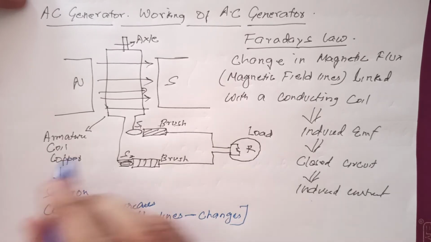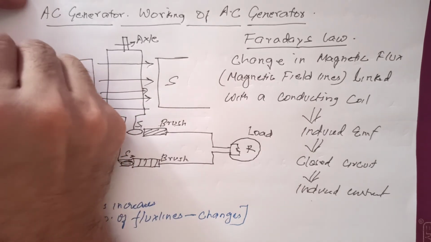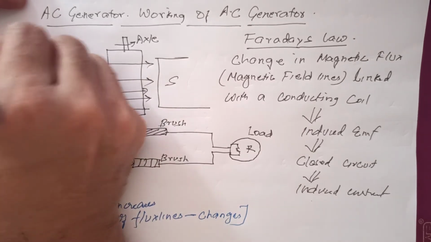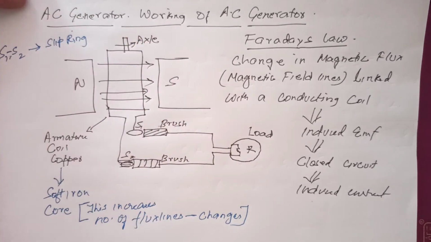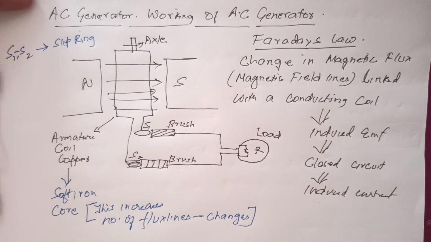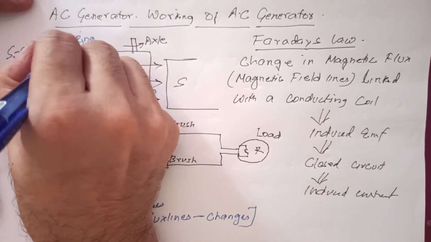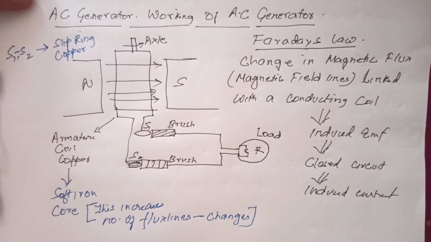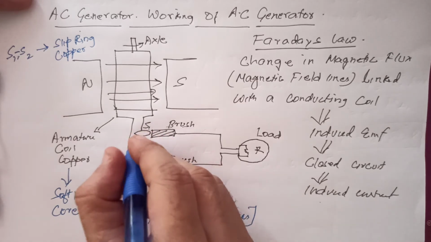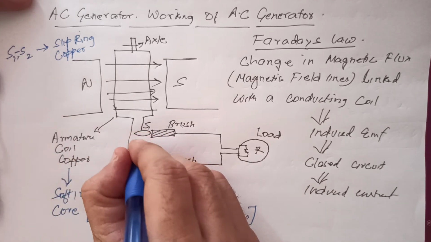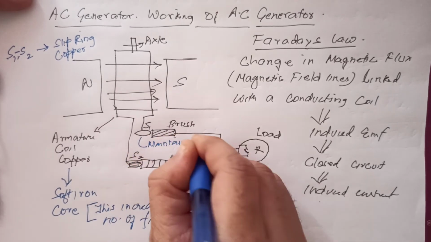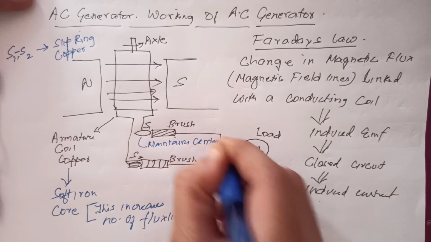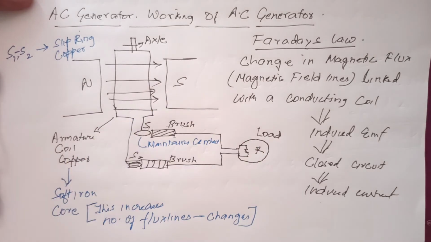Okay, now S1 and S2 are slip rings, which are of copper. Okay, now it maintains contact between armature coil and brush. So this maintains contact between brush and armature.